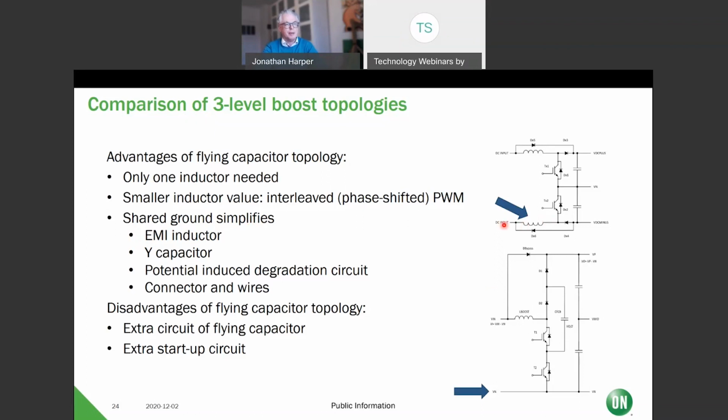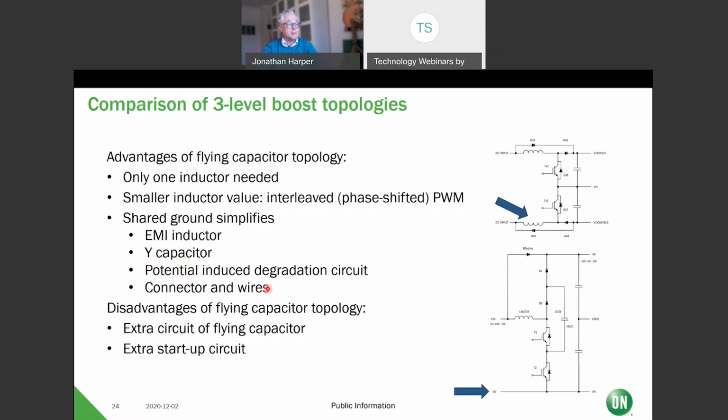I think it's quite easy, but remember, if you have two strings in parallel, you can connect them together. And if you have two symmetric boosts in parallel, you have to have separate return wires for the string. I don't know if you need to do that. I'm not an expert on that anyway, but I understand that in some configurations, you can have just one ground wire. That simplifies the connectors and wires. And because of that, all this stuff: the EMI inductors, Y capacitors, and potential induced degradation circuit. That's something I learned about recently.